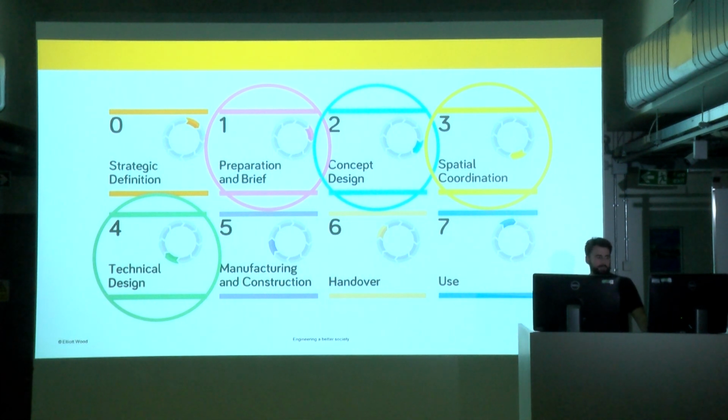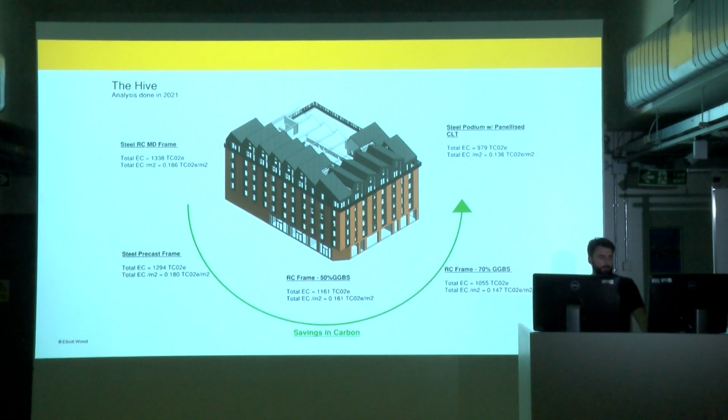That needs to get captured in some way. So here's a project example of one that was done at stage 2. We looked at 5 different frame options for the Hive building. And this was a really nice way to explain to the client if we went for a steel RC mesh deck frame, precast RC frame with 50% GGBS, 70% GGBS, or if it was steel with a CLT panelized system.